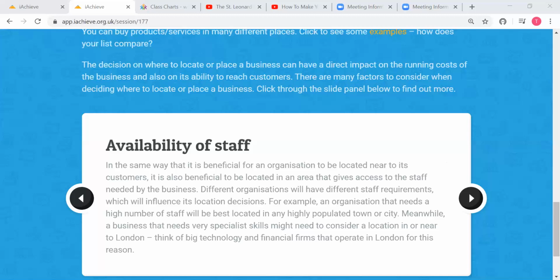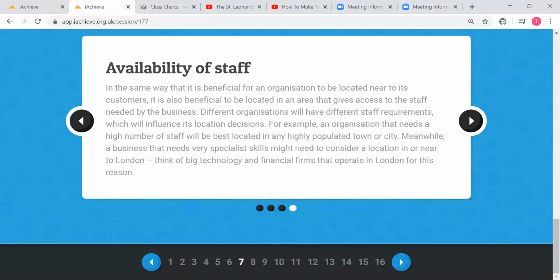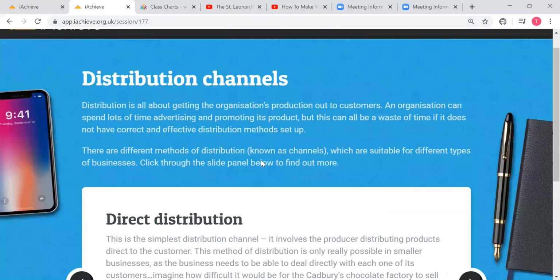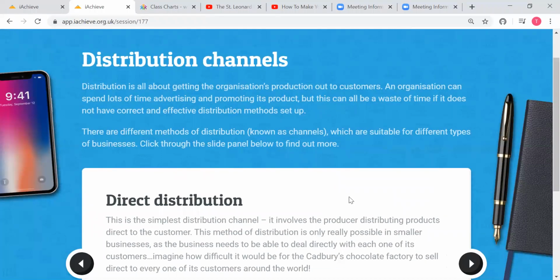Looking next at place and other factors affecting place. One of these other factors is the channel through which you distribute your product. And there are various kinds. There are 4 different channels that we're going to be looking at. Direct distribution, this is the simplest form.